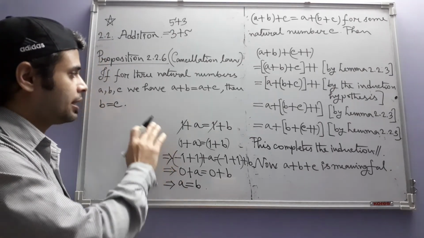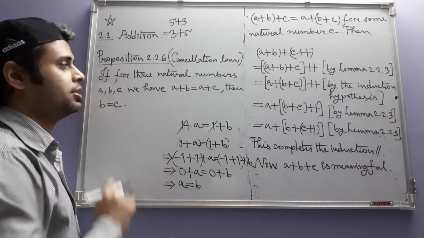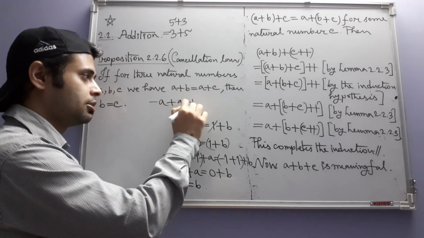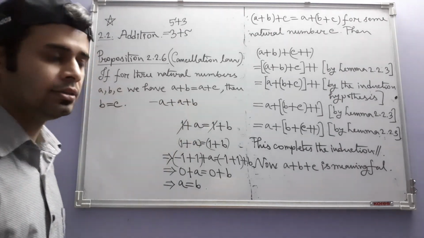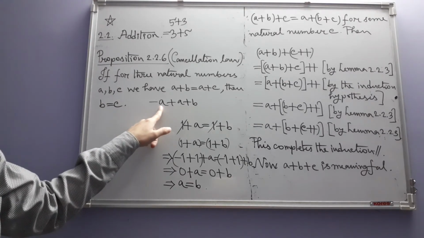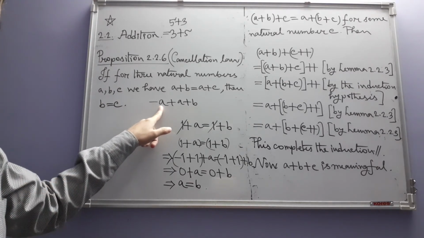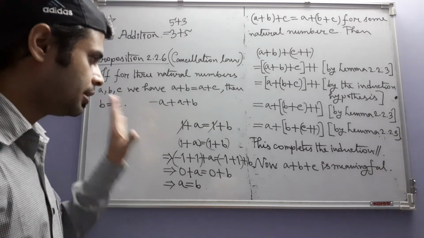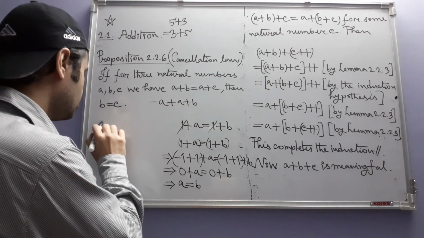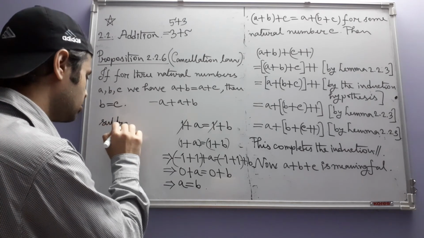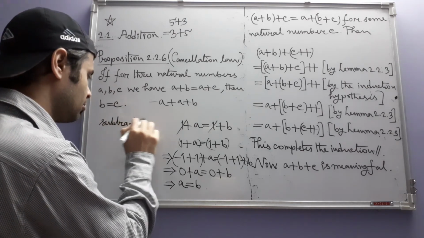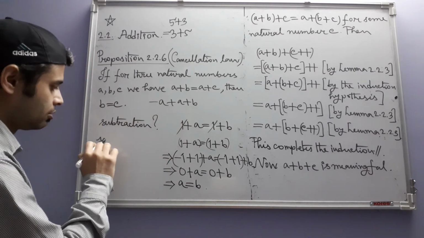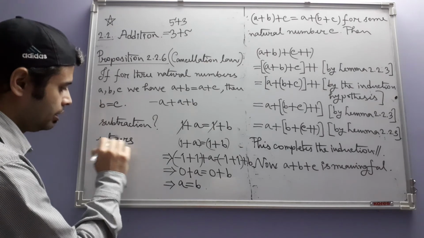But now we cannot use such a thing to prove this result. We cannot write minus A on both sides of this equation to cancel A. Why? Because minus of some natural number is not available to us. We are yet to see what subtraction is. We don't know. And we also don't know about integers.